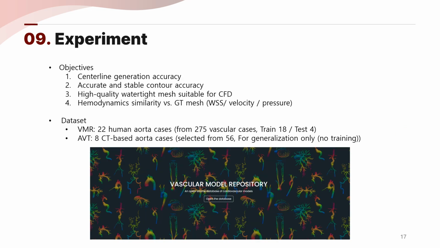Its experiments target four goals. First, accurate centerline generation. Second, stable and precise contour extraction. Third, producing a high-quality watertight mesh that can run CFD. And finally, evaluating how close the resulting hemodynamics are to the ground truth mesh in terms of wall shear stress, velocity, and pressure. They use the VMR and AVT datasets.